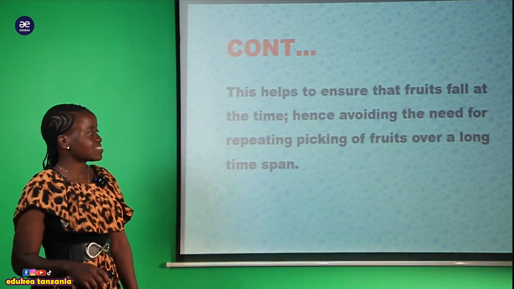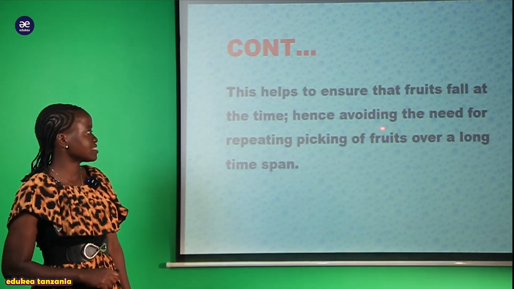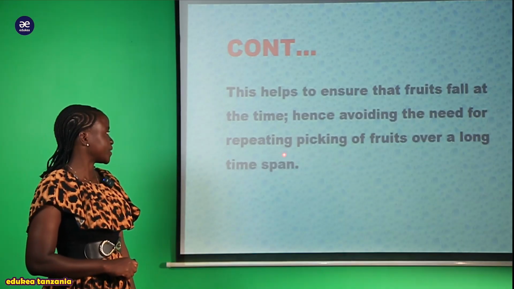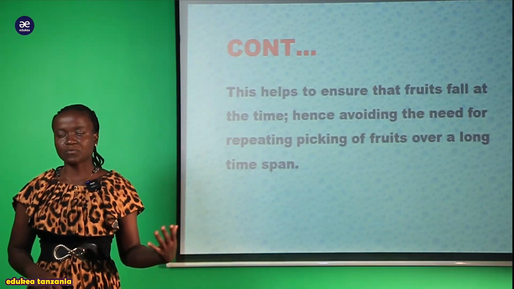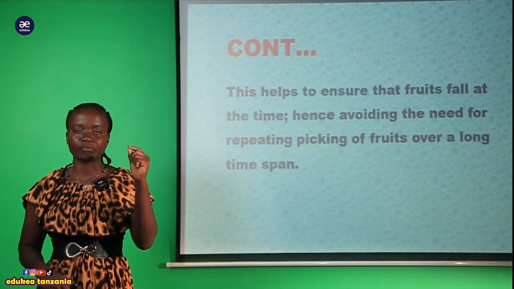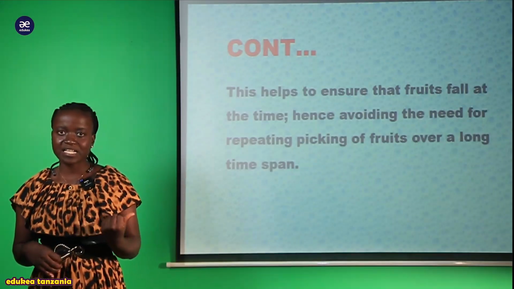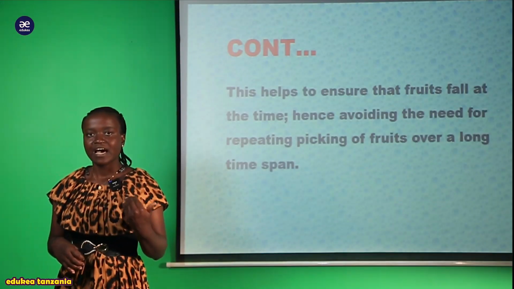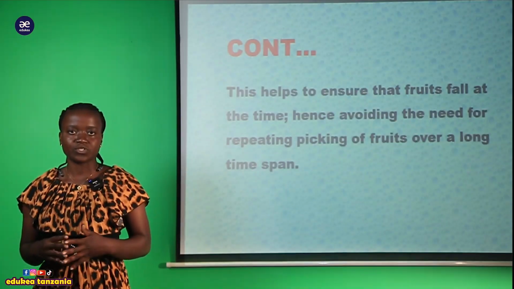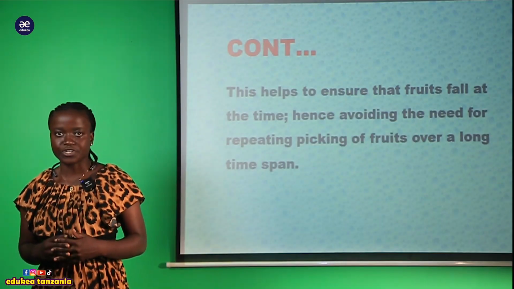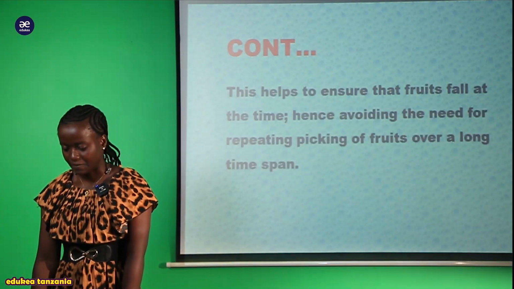And also we can say that this helps to ensure that the fruit falls at the same time, hence avoiding the need for repeated picking of the fruit over a long time span. So hii pia inapunguza ule uwezo wa kuchagua tunda moja moja kulitoa kwenye mti, ile inakuwa ni taski kubwa sana. Kwa hiyo sasa with the presence of this hormone, specifically ABA or abscisic acid, it helps the falling of the fruit which are already ripening within the tree. So it is easy due to the presence of the abscisic acid.